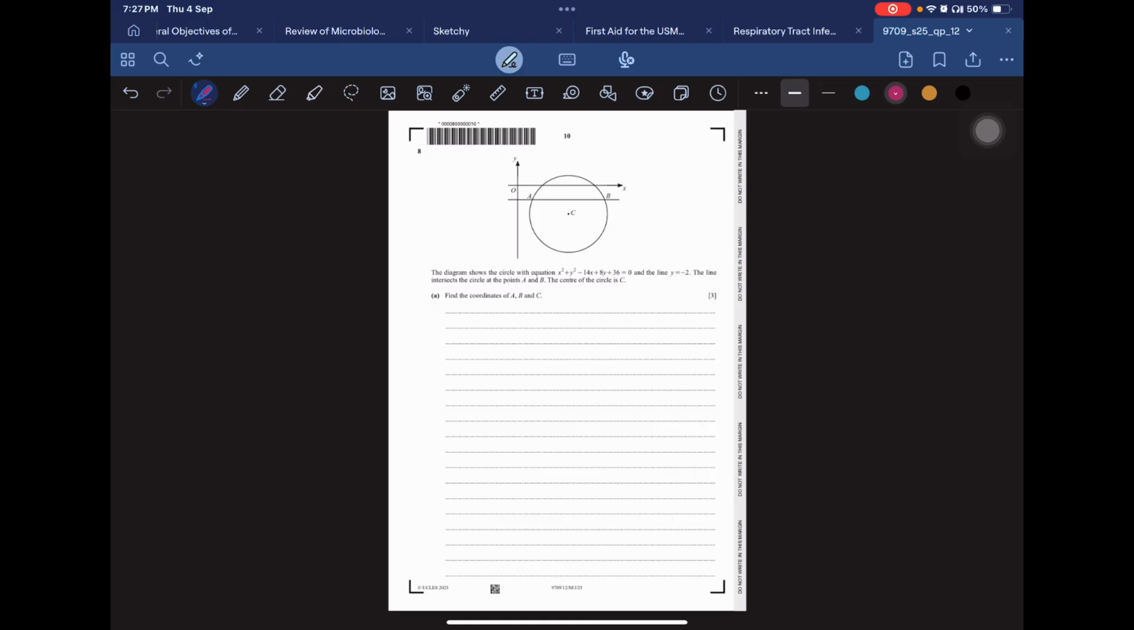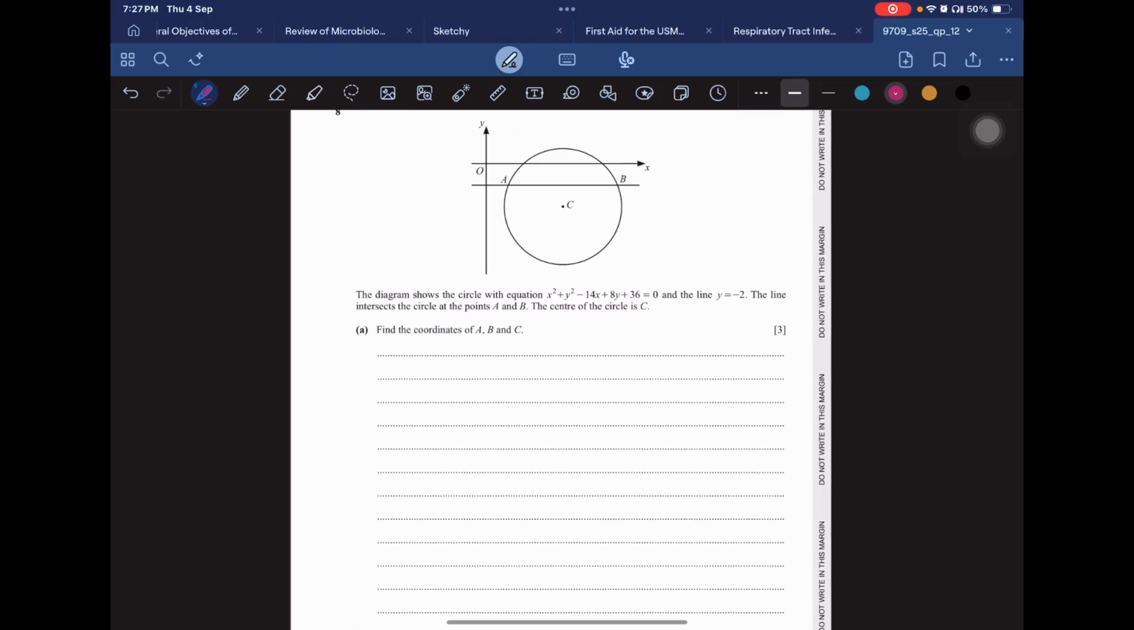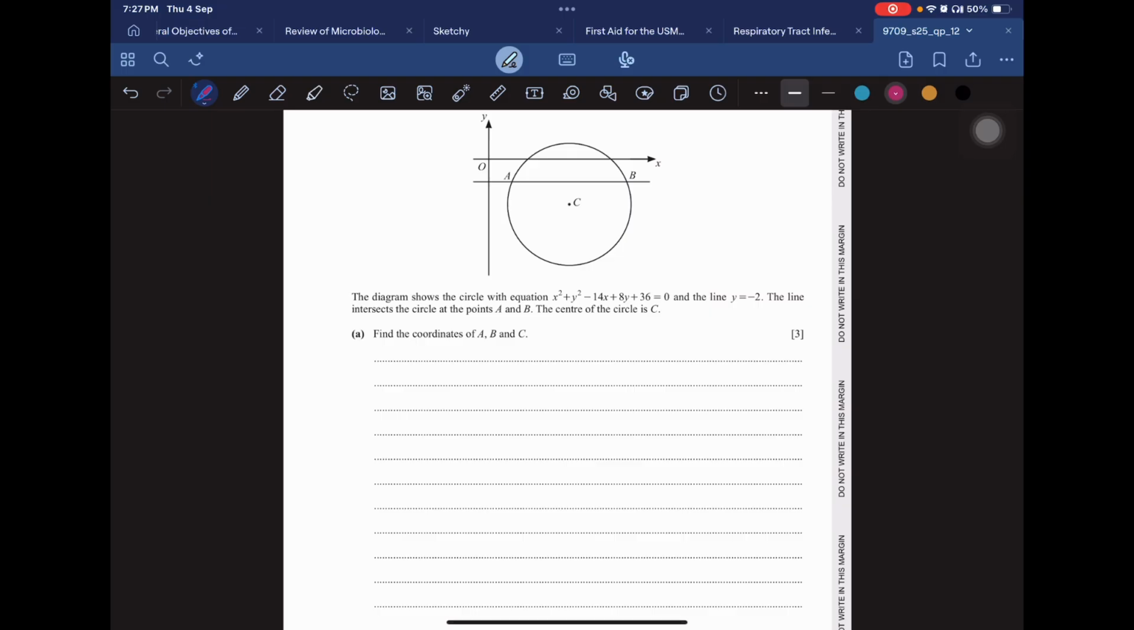Okay, so question 8 is about circle equation. Over here they've given a circle and they've said the diagram shows a circle with equation given and the line y equals to negative 2. This is the line y equals to negative 2. The line intersects the circle at the points A and B. The center of the circle is C. Find the coordinates of A, B, and C.